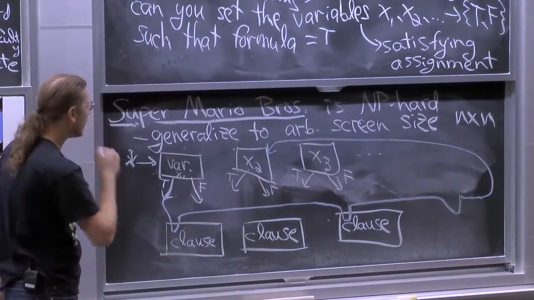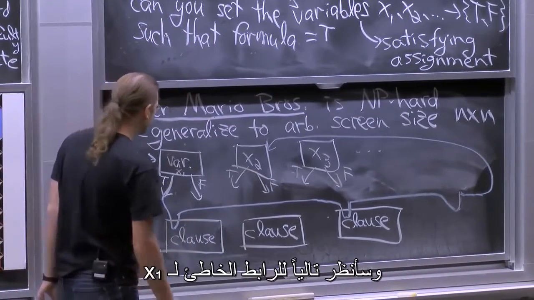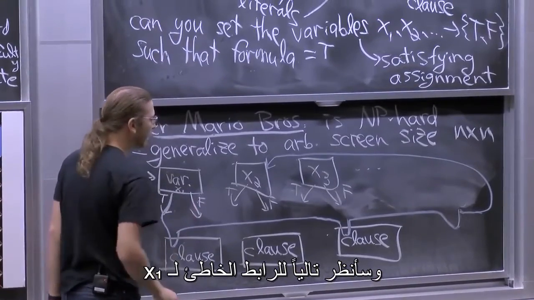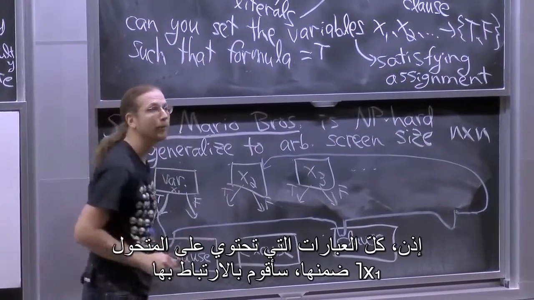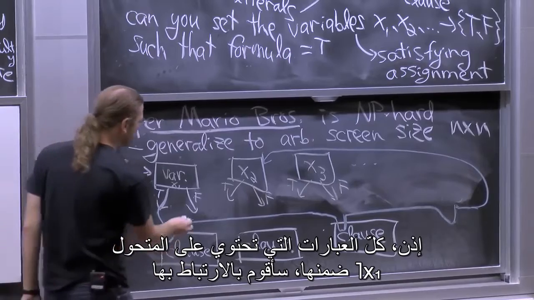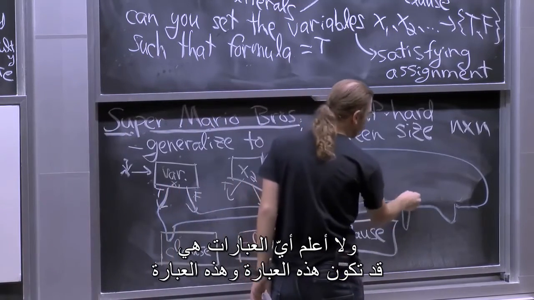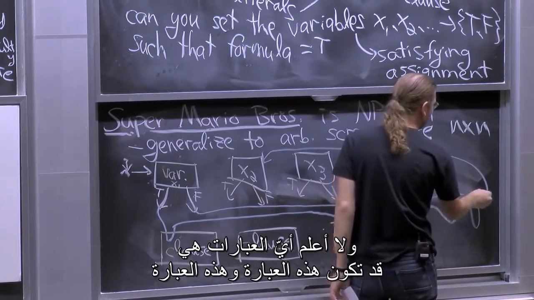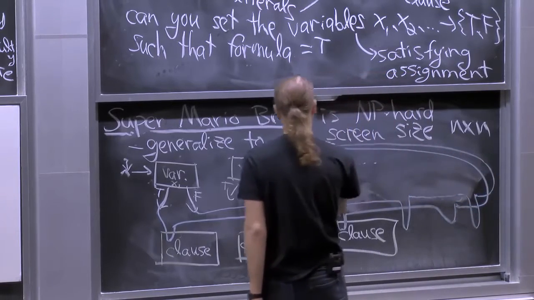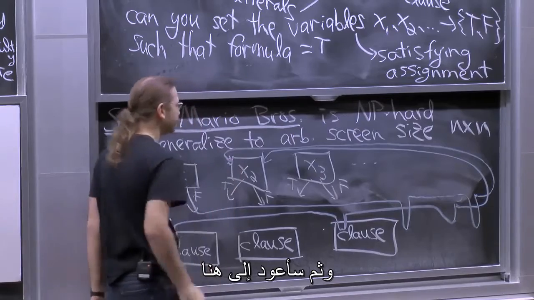Okay? Next, I look at this false wire for x1. So all the clauses that have x1 bar in them, I'm going to connect. I don't know which ones they are. Maybe this one, something. Okay? And then come here.